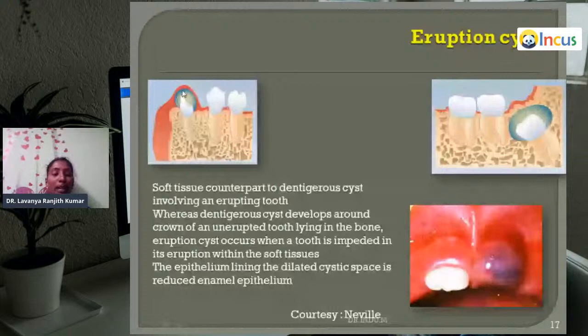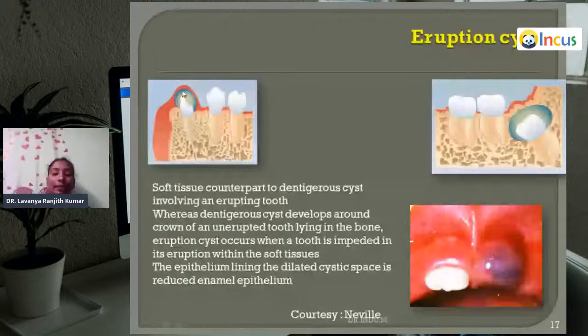The size of the cyst is about 1 to 1.5 centimeters. The number will be one or more than one. Duration will be a brief history of about 3 to 4 weeks. Radiographically, it shows as a soft tissue shadow with no bone involvement. Sometimes a dilated or open tooth follicle can be seen.